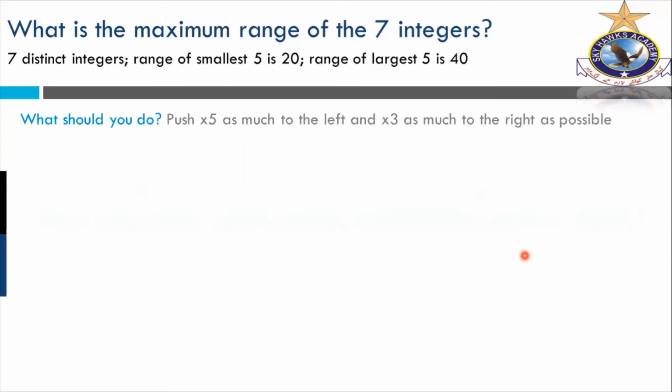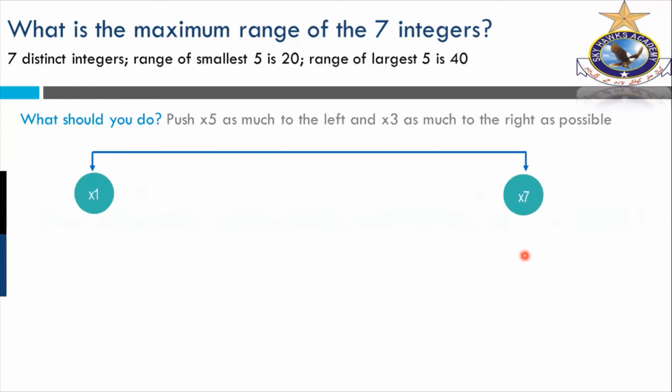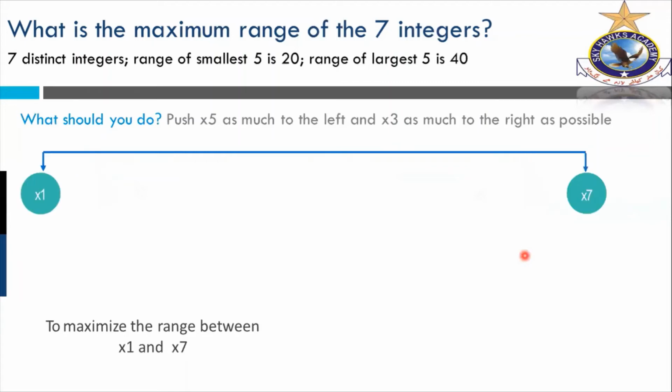Push x5 as much to the left and x3 as much to the right as possible. How? These are the two extreme ends. The x1 is the minimum, x7 is the maximum number. To maximize the range between x1 and x7, the range is the distance we can measure between two distinct points. That is called the range. So this is the expansion. So maximum range between x3 and x5. So no further movement is possible. So we are at the extreme ends.